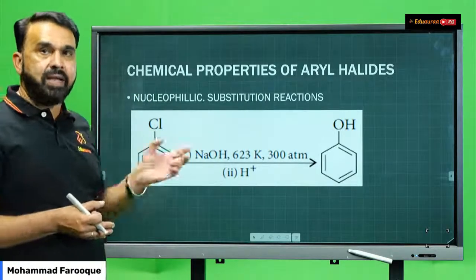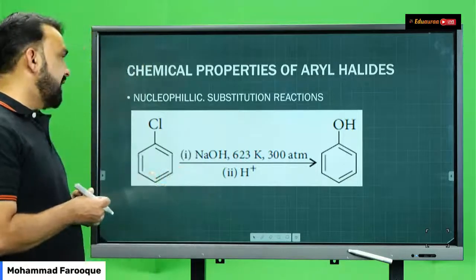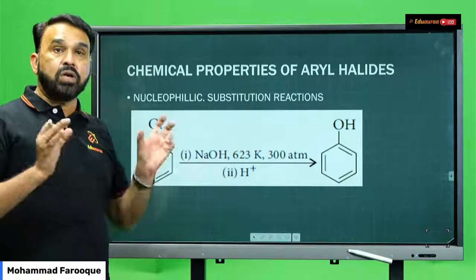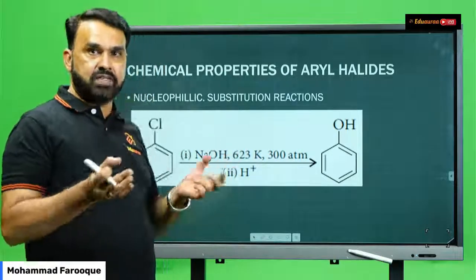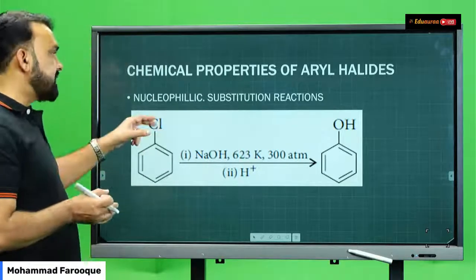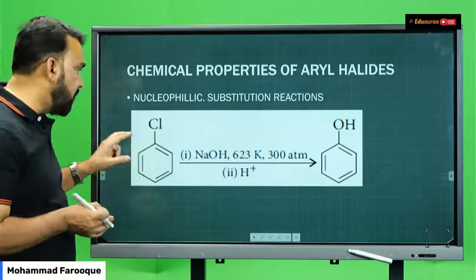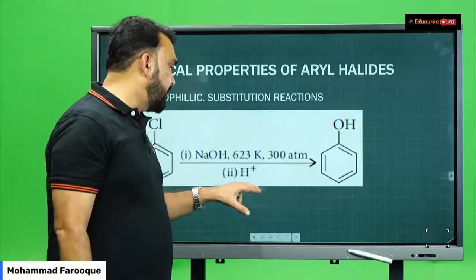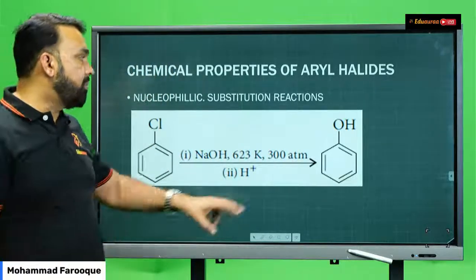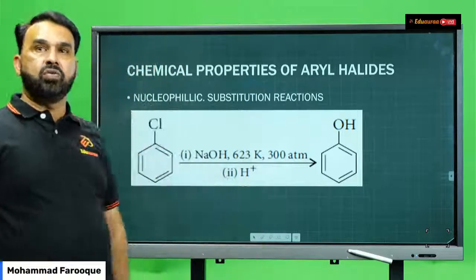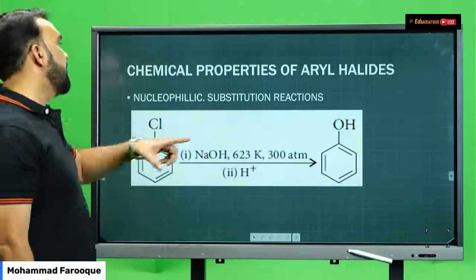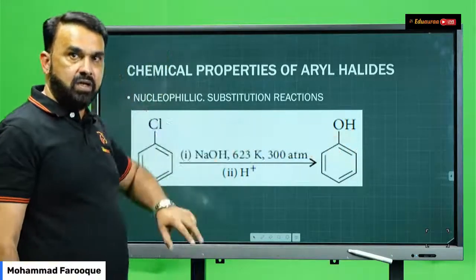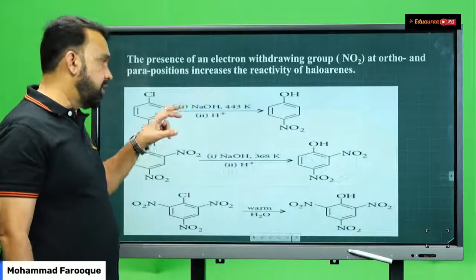Moving quickly to the chemical properties of aryl halides, students. Nucleophilic substitution reactions and electrophilic substitution reactions take place here. In nucleophilic substitution, chlorobenzene treated with sodium hydroxide at 623 Kelvin and 300 atmosphere, followed by an acidic medium, forms phenol. This is a method of preparation of phenol. This is a nucleophilic substitution where chlorine is substituted with OH minus. Therefore, a stronger nucleophile substitutes a weaker nucleophile.